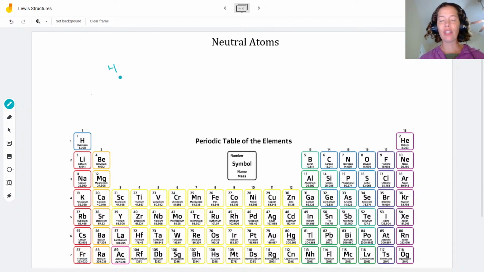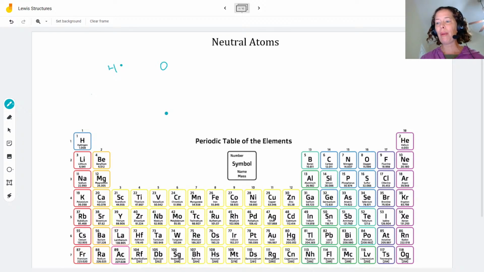We'll start with hydrogen. Hydrogen only has one electron, so that is its valence electron. So we just draw one little dot next to hydrogen. That is the Lewis structure for hydrogen. Okay, let's go maybe oxygen. How many valence electrons in oxygen?